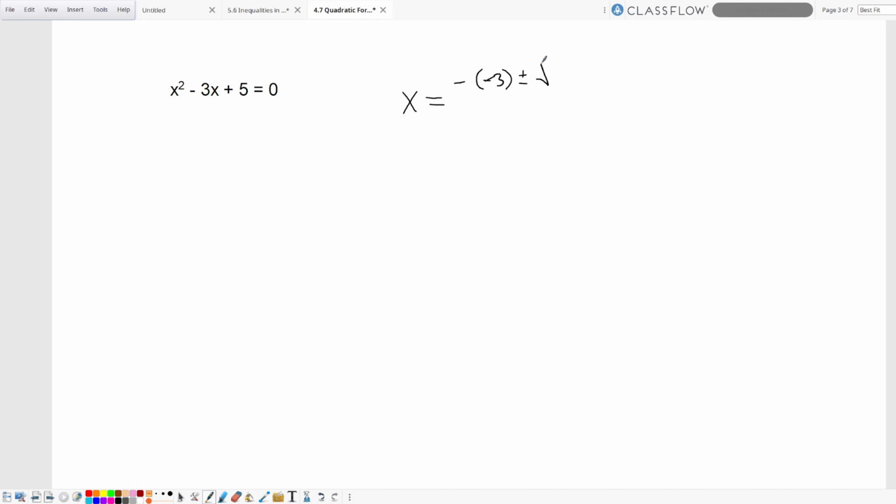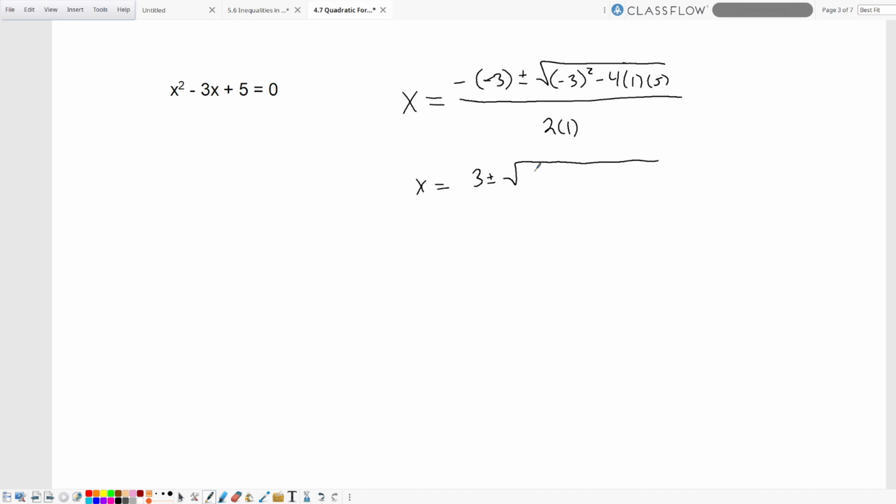plus or minus the square root of our b value squared minus 4 times my a value, which is 1, times my c value, which is 5. All of this over 2 times my a value, which is 1. So we'll go ahead and start working this out. So negative times a negative again gives us a positive 3 plus or minus our square roots.